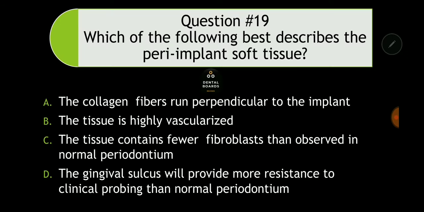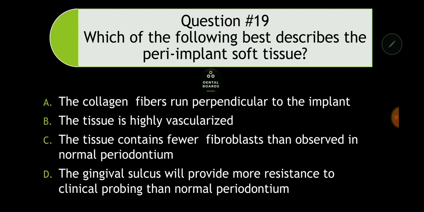So, question number 19. Which of the following best describes the peri-implant soft tissue? You have to know the architecture, or the arrangement, of the peri-implant soft tissue. If you're going to put implants in a patient, you're supposed to know how they work, and the architecture of the soft tissue around it.